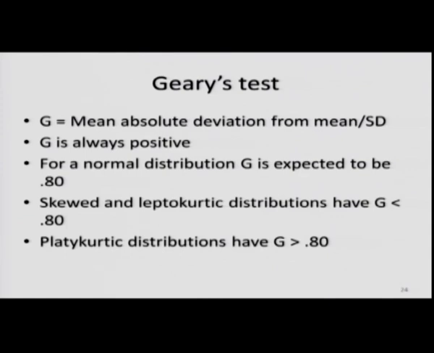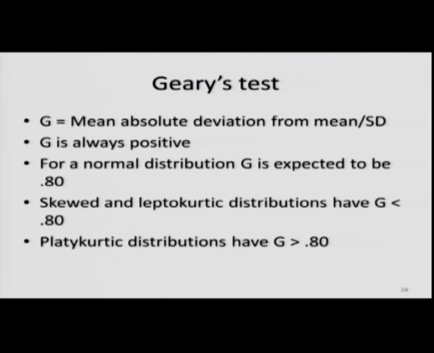Now, since mean absolute deviation from mean is a positive number and standard deviation is also defined in a way that it is always positive, G is always positive. For a normal distribution, G is expected to be 0.80. A normal distribution produces a G value of 0.80. Skewed and leptokurtic distributions have G less than 0.80 and platykurtic distributions have G more than 0.80.